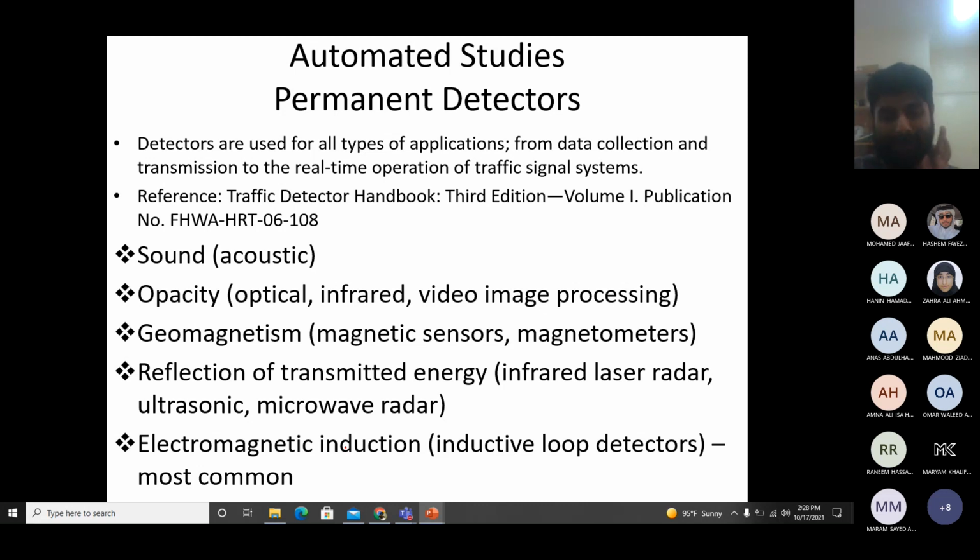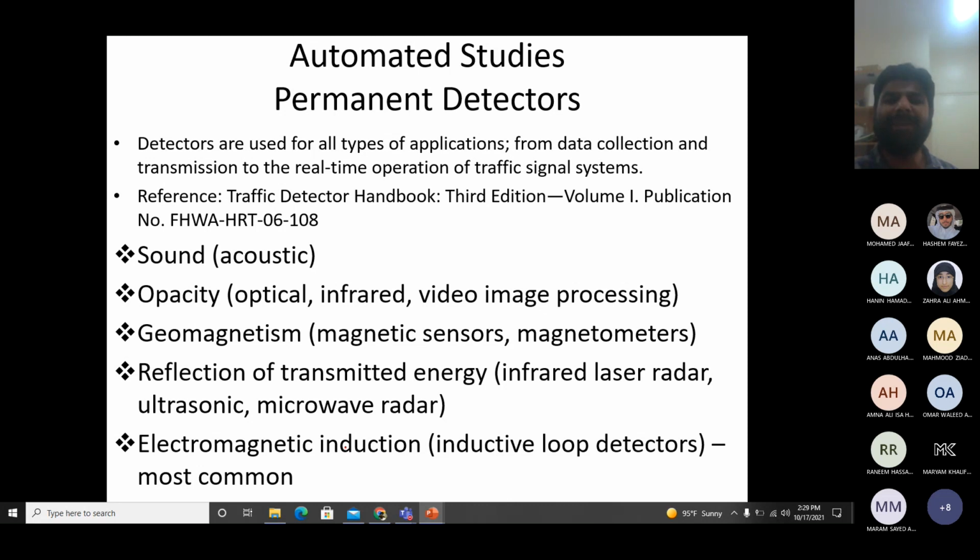But in automated studies, we use permanent detectors. Once a detector is installed on the site, the data must be extracted from the detector using some transmission channel without disturbing the detector itself. The detector should not be disturbed from its position while you are collecting the data. So the data collection and data transmission is happening in real time. For semi-automated, you are doing it in 2 steps, right? Collection of the data and then extraction of the data somewhere in the office. But here it has to be done in real time.